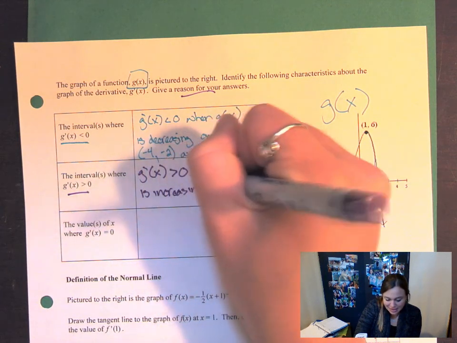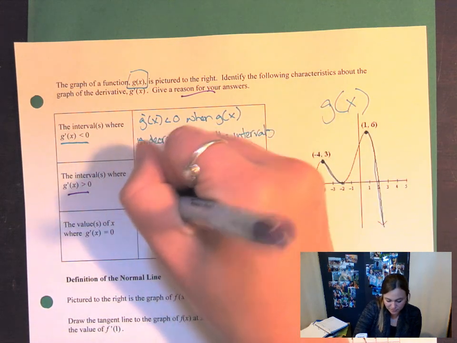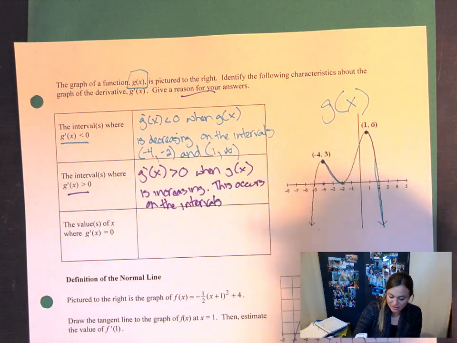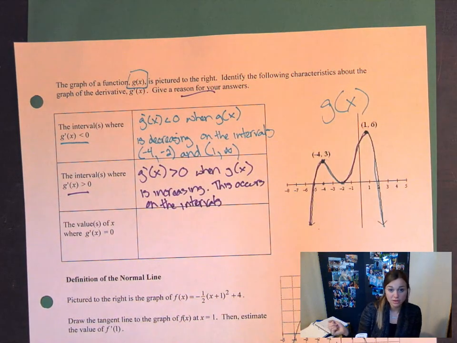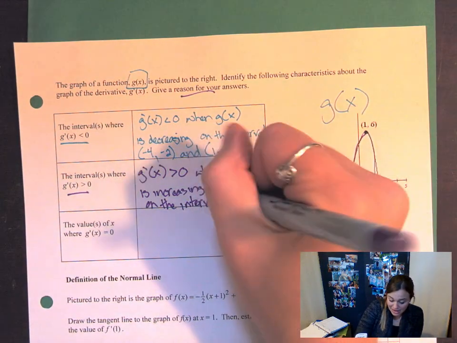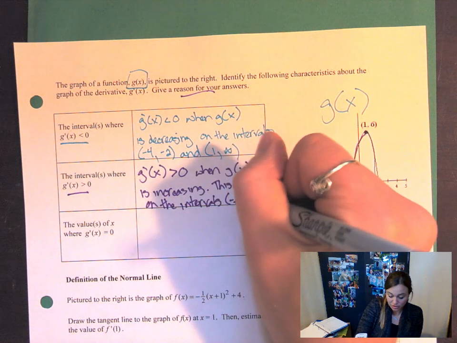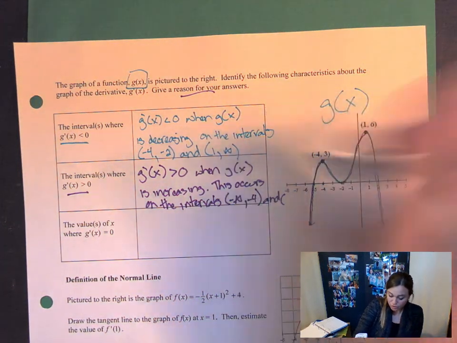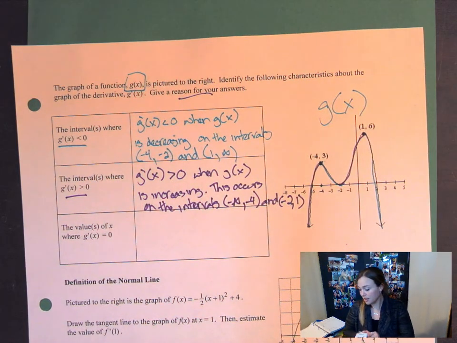And then I'm going to say this occurs on the intervals. And now that you gave this answer, you can use it to help you find this over here. I can see here and here. So that is going to be negative infinity, because I'm going from an x value to an x value the whole way to -4. And from -2 to 1. And that's it. Okay, if we do another one, where is g prime equal to 0?